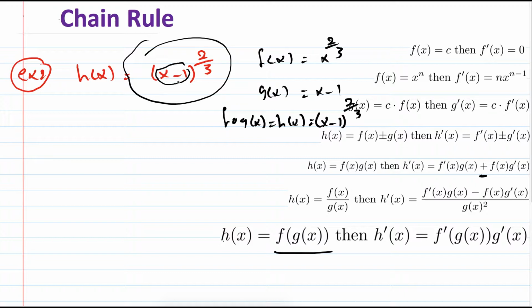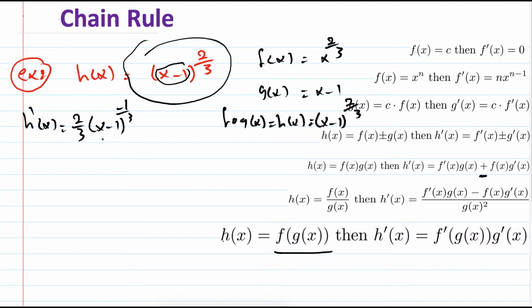For the derivative of the mom function, basically I'm going to bring the power down, and then multiply it by whatever I have left. However, I'll take away 1 from the power. So h prime of x actually equals 2 over 3 multiplied by x minus 1 raised to a power of, so 2 over 3 minus 1 is minus 1 over 3.